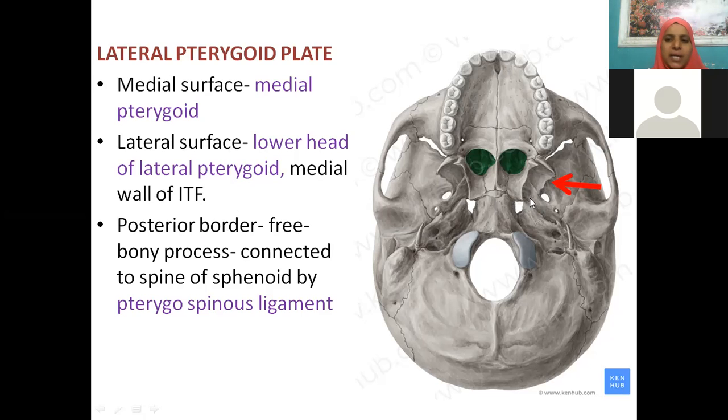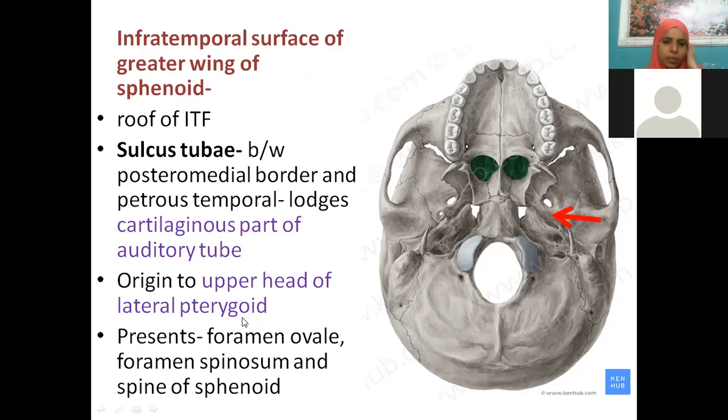When you come to the posterior border of the lateral pterygoid plate, it is free and it is connected to the spine of the sphenoid bone. This area will be the spine. The spine of the sphenoid bone is connected through a ligament called the pterygospinous ligament. Not required. Don't remember that detail.